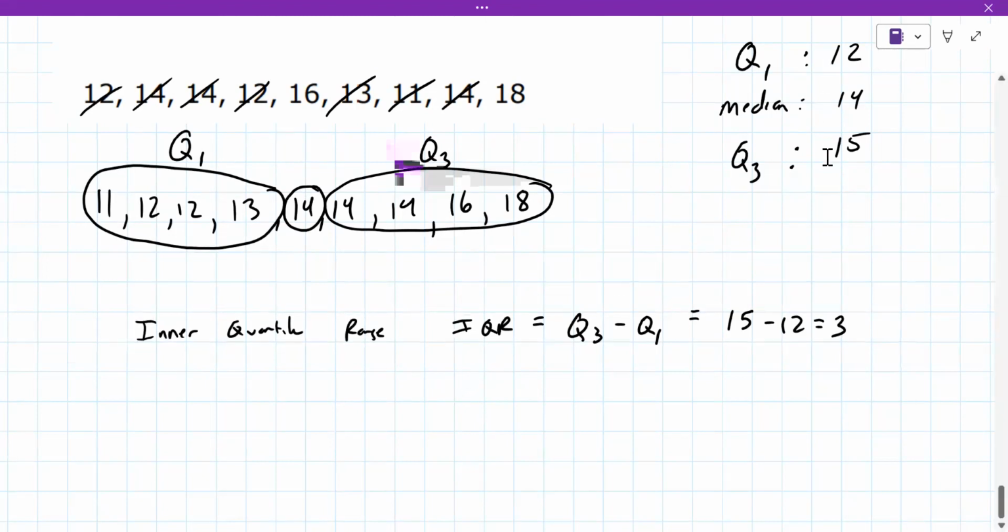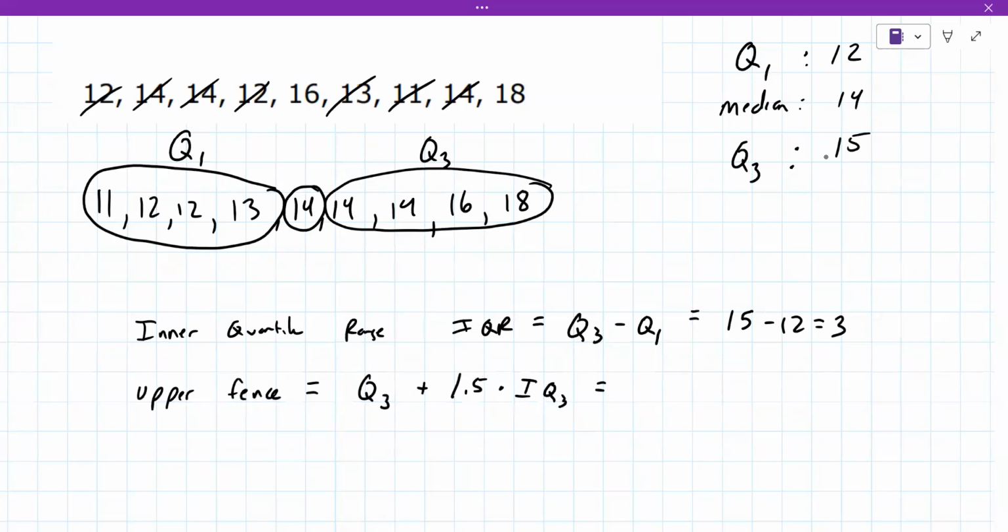So this is all the build up to actually getting the box plot. You need a bunch of things here each time. Then you need what's called the upper fence. The upper fence is quartile 3 plus 1.5 times the IQR. Quartile 3 is 15. The IQR is 3. This becomes 19.5. Any questions on that? Just using that formula?